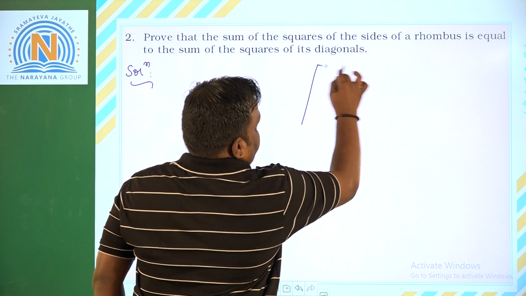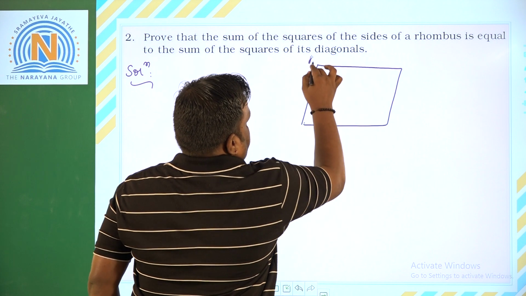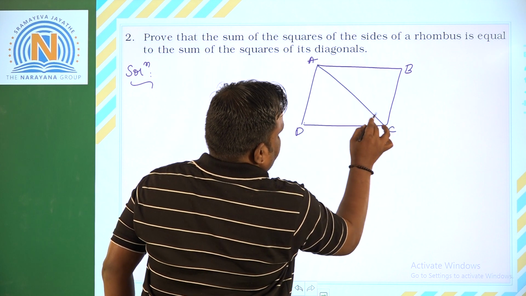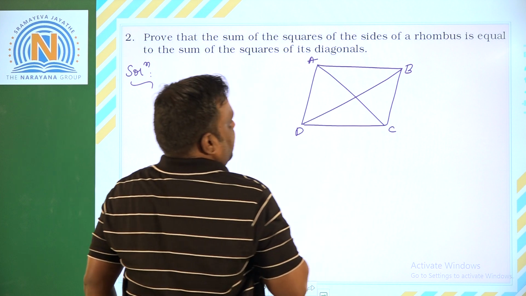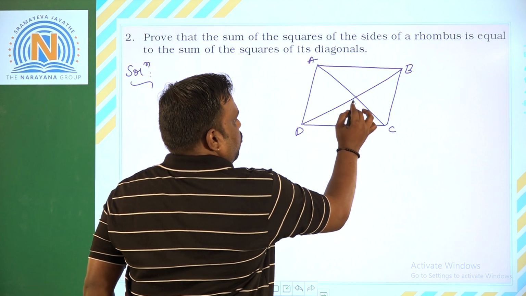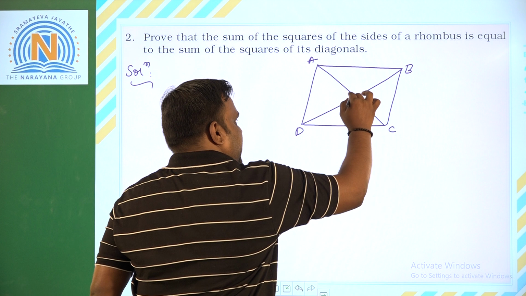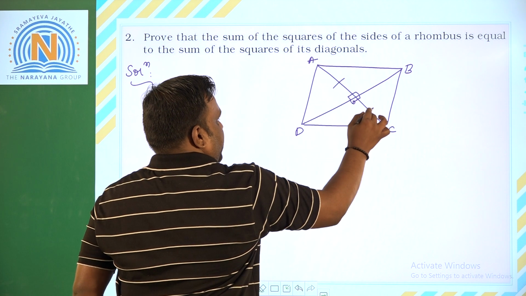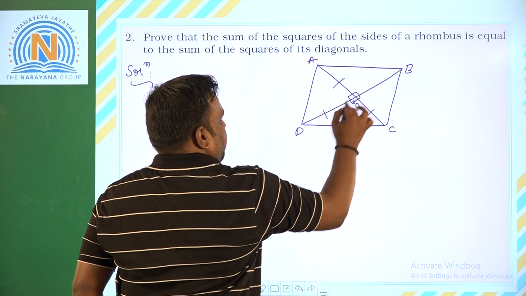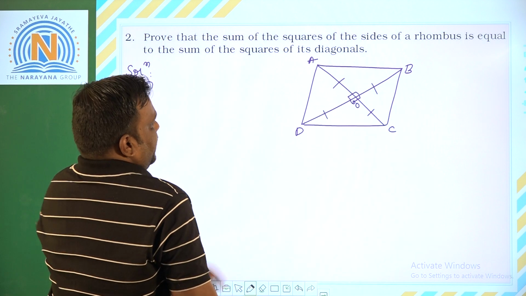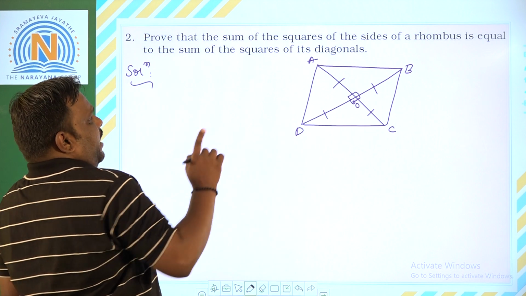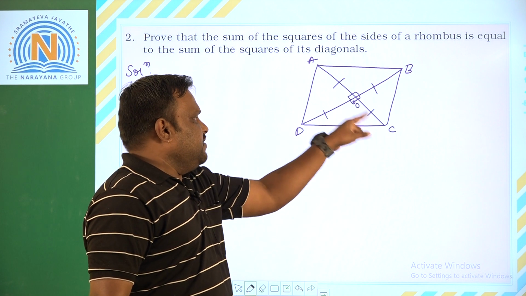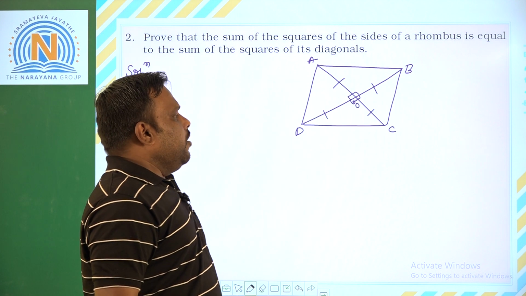So first consider the rhombus ABCD. In that, AC is the first diagonal and BD is the second diagonal. Let these two diagonals meet each other at O. We know clearly that they bisect each other, and the angle is 90 degrees. So OA equals OC, and OD is equal to OB. So we have four right angle triangles in this: AOB is the first right angle triangle, then BOC, COD, and of course AOD also.